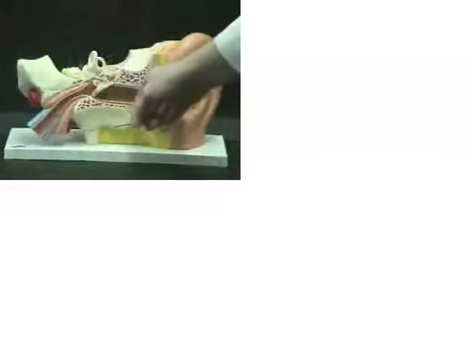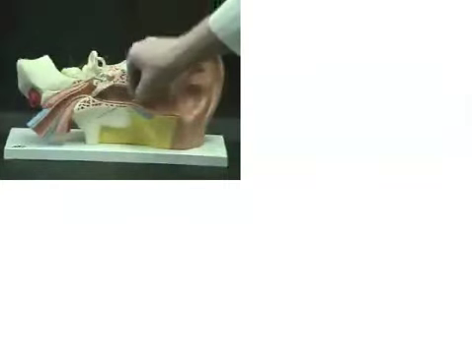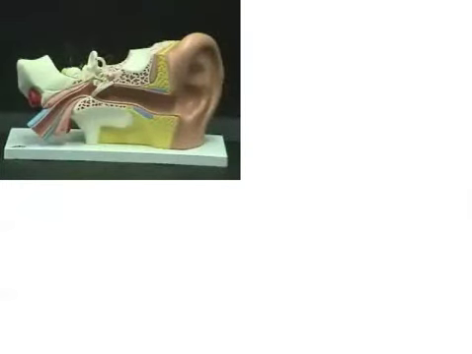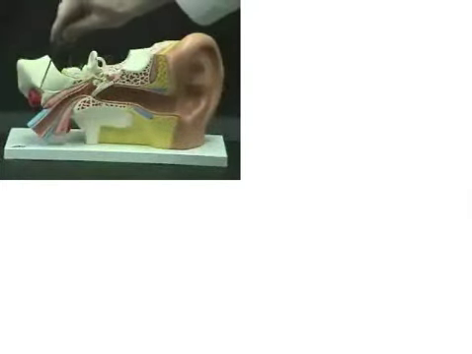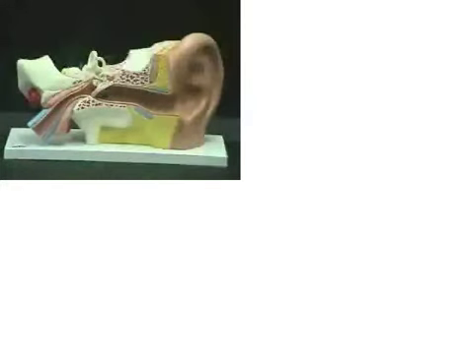This is our internal carotid artery as it passes through the carotid canal of the temporal bone and then passes into the cranial vault. So our internal carotid artery passing through the carotid canal of the temporal bone.